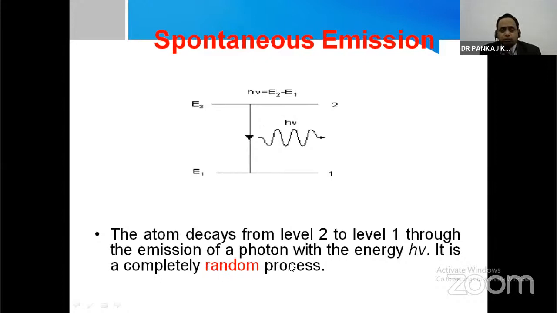Random means an incoherent condition. So this spontaneous emission releases one photon randomly, meaning not fixed with time, and it fulfills the condition of incoherence. The atom decays from level 2 to level 1 through the emission of a photon with energy hν. It is a completely random process and cannot be used in laser action.